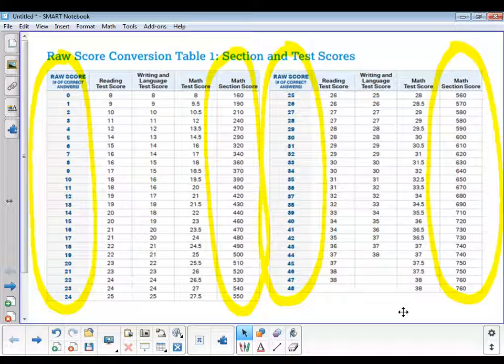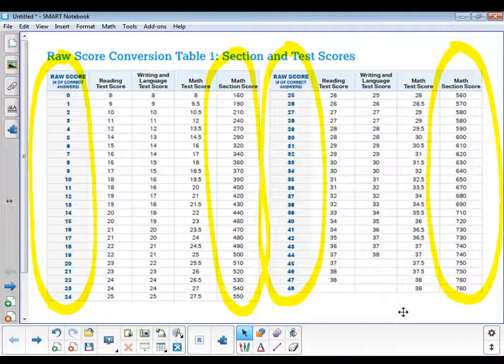Hi everyone, this video is to explain the meaning of your PSAT score that you should have received if you completed both of the Google forms on the PSAT practice test, both the non-calculator and calculator. Only pay attention to the sections that are circled in yellow. Those are the ones that are going to correspond to what we're going to be using in class.